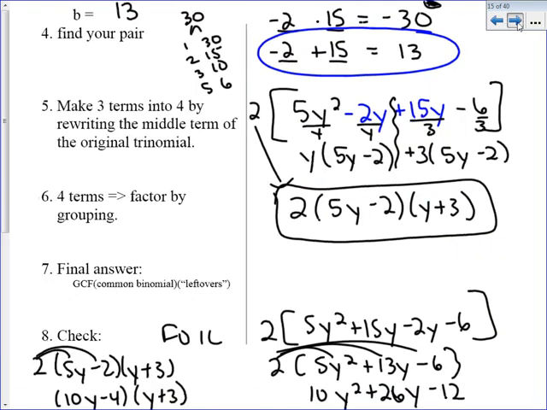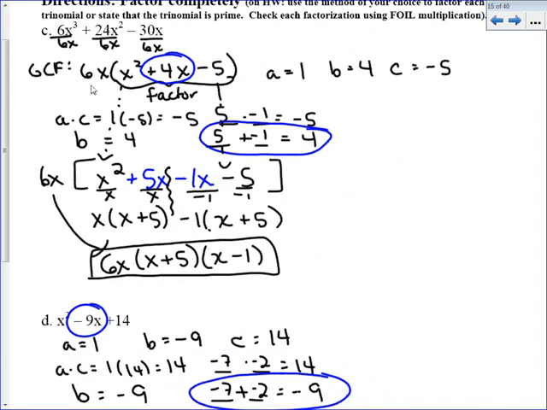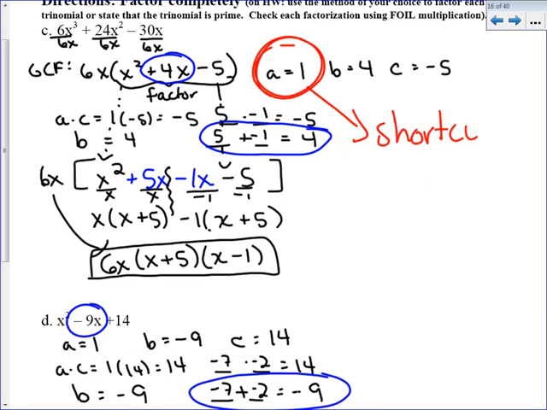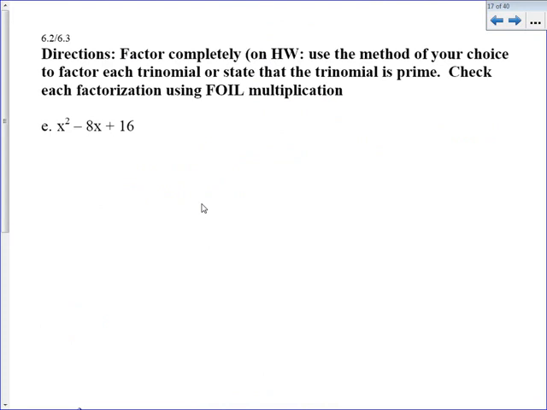No, because I had a GCF in this problem. The only time that you can skip the grouping is if A equals 1. If A equals 1, we have a shortcut. That's the only time this works. If A is even -1, this doesn't work. So I just want to show you how that works on one problem, and then that's all we're going to have time for. We're not going to get to the last problem.